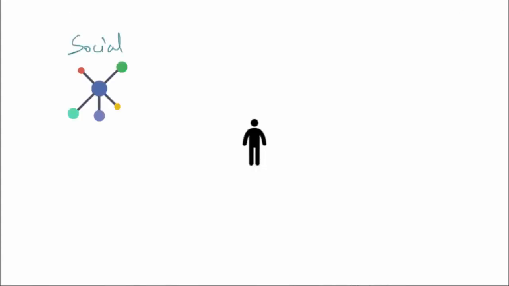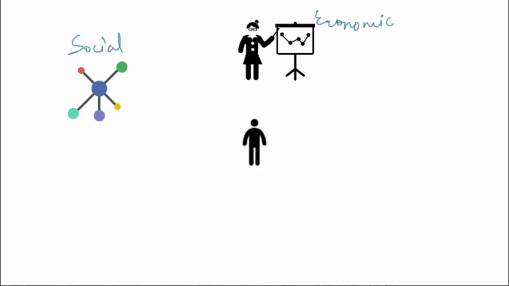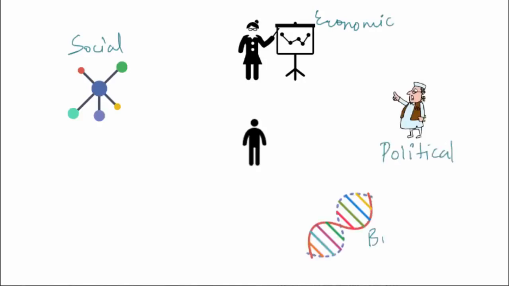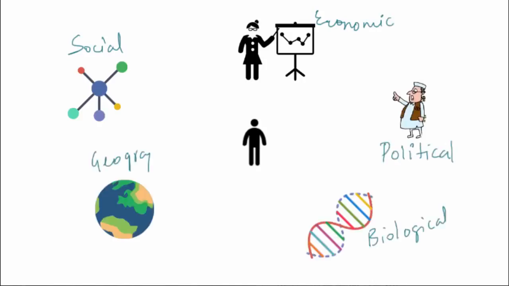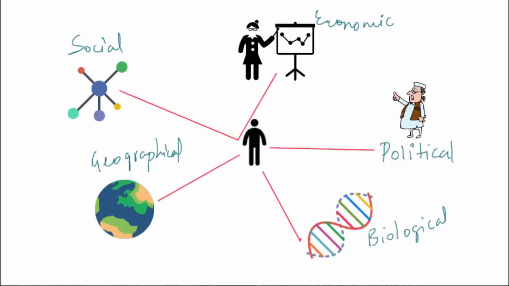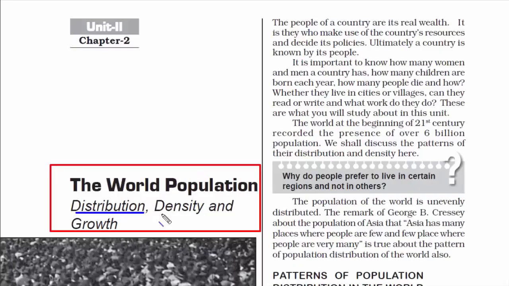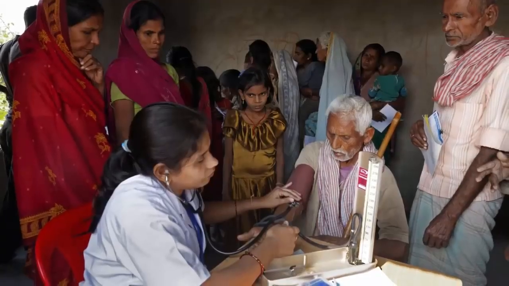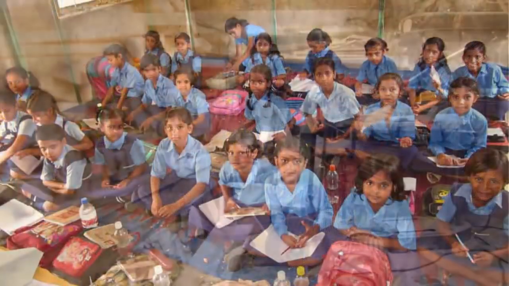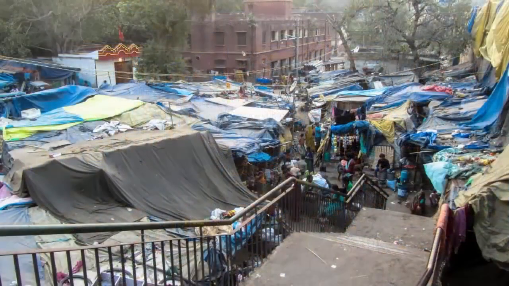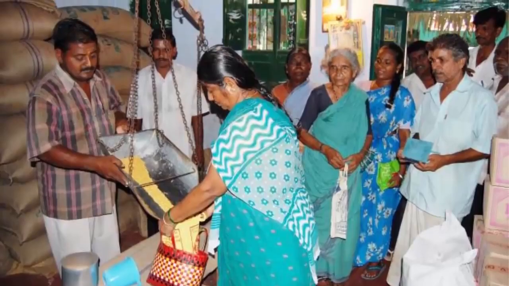Well, think of it this way. There are so many variables associated with humans, like social, economics, political, biological, genetics, geographical, etc. They all are interlinked with human. It's like we are at the center of all of this. And if we study distribution of people, then we will be able to serve them well. We can serve them with better health planning, educational planning, employment planning, housing planning, food supply, etc.